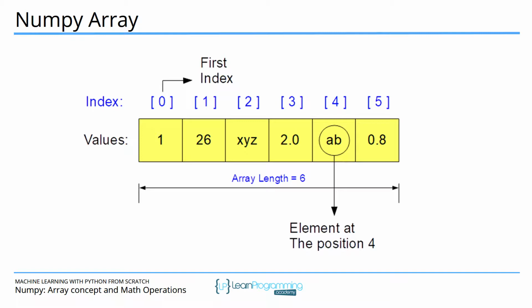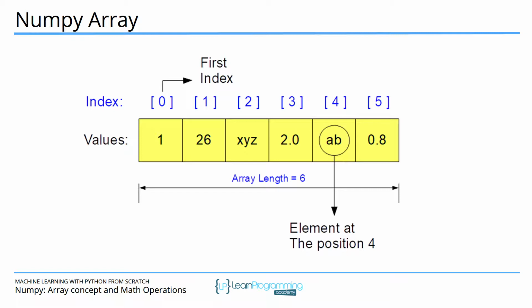If I need to visualize or extract the content of any value, I need to specify the position where this value is located. This element, AB, is at position 4. It's very important to note the first index, the 0 index. Okay, this is a representation of an array in one dimension, but I can have more dimensions.